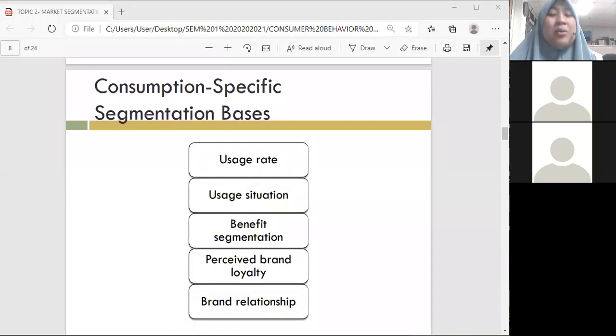MashaAllah. Okay. And then we go with the third one, benefit segmentation. When we're talking about benefit segmentation, we are talking about how a certain product gives benefit to you. For example, I give an example for women and men. You realize or not, in a certain mall or shopping complex, they are very good in terms of having security for the woman consumer.